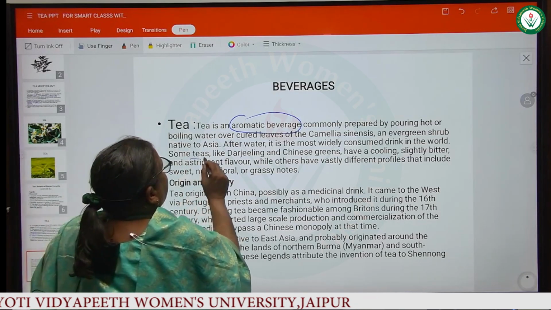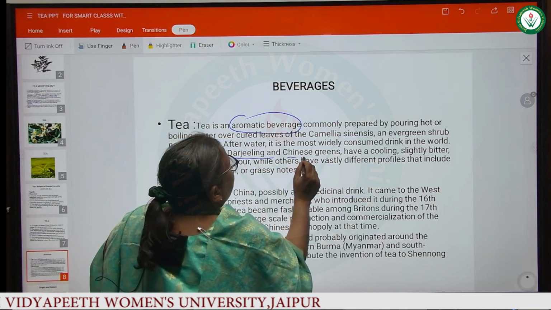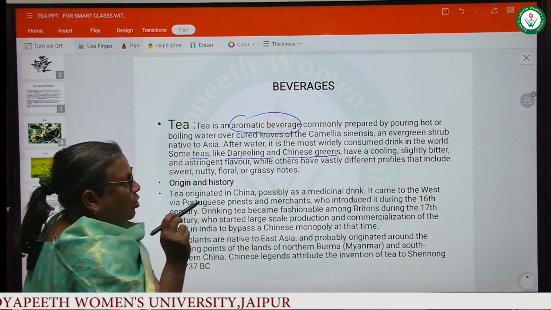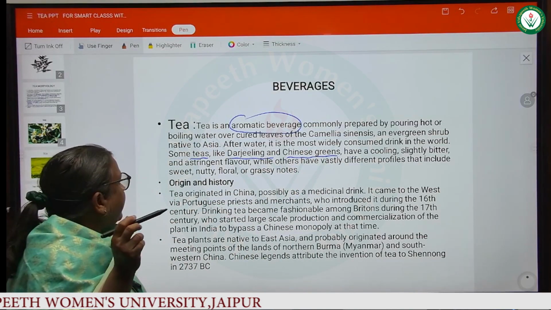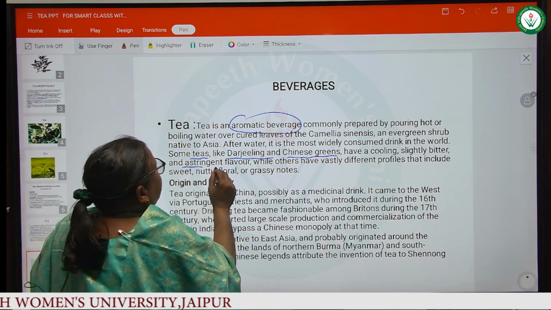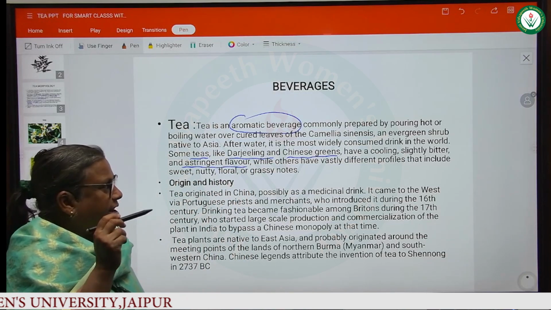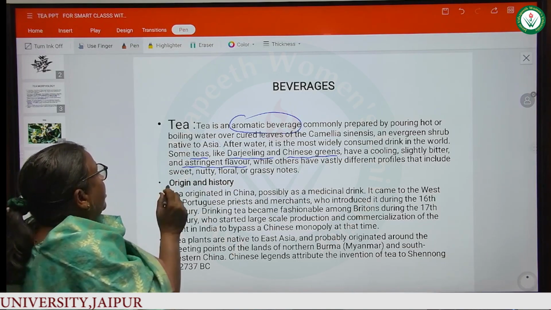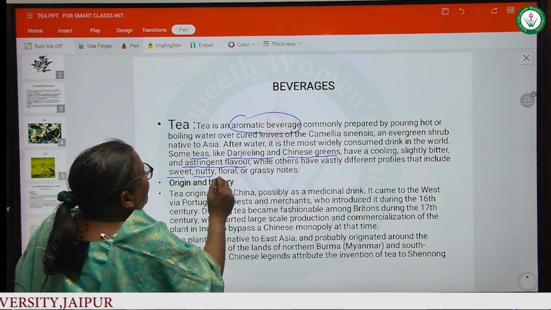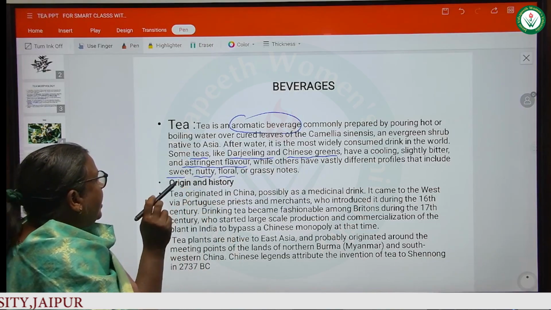Some teas like Darjeeling and Chinese greens have a cooling, slightly bitter and astringent flavor, while others have vastly different profiles that include sweet, nutty, floral or grassy notes.